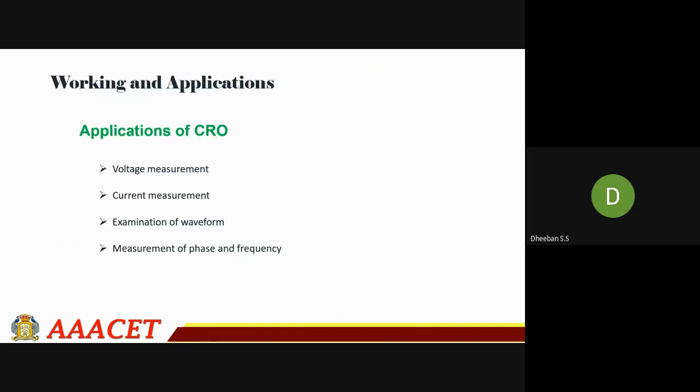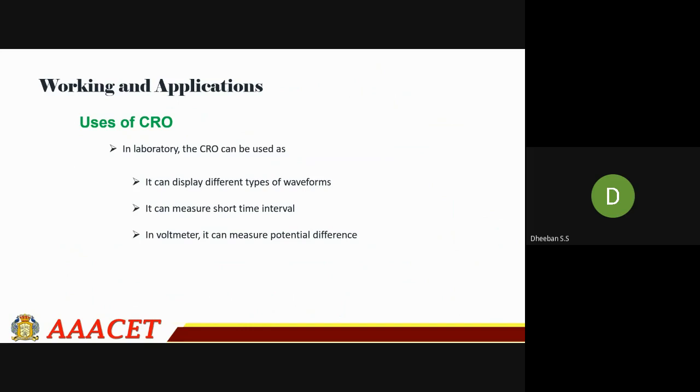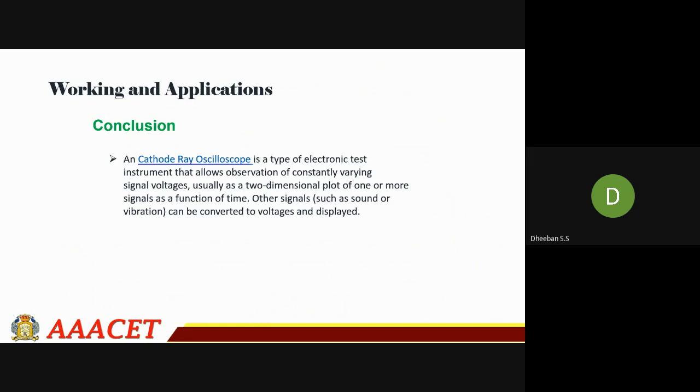Coming to the applications, the main applications are voltage measurement and current measurement, waveform inference, and measurement of phase and frequency. These are the things you can measure using your CRO. Users can display different types of waveforms and can measure even short time intervals. As a voltmeter, you can measure your potential difference. This is the conclusion of your CRO.